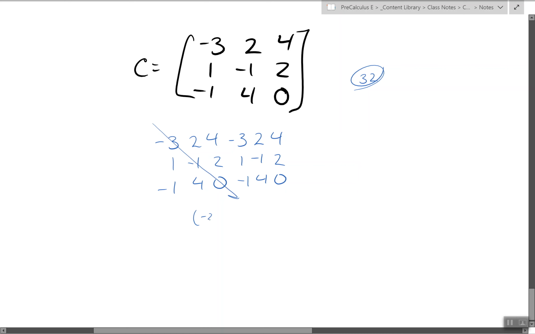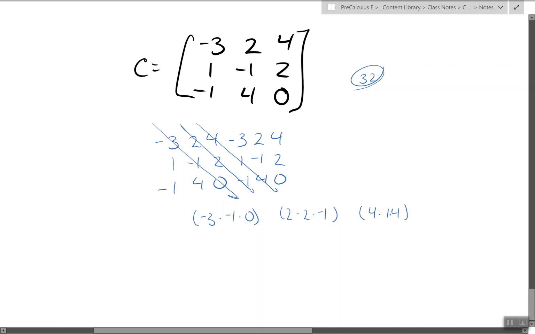So that'd be -3 times -1 times 0. And then we're going to move to the next, which is the 2, and we're going to go down that diagonal. So we've got 2 times -1. And then our last diagonal here is 4, 1, 4. Okay, so there's 3 diagonals going that way.